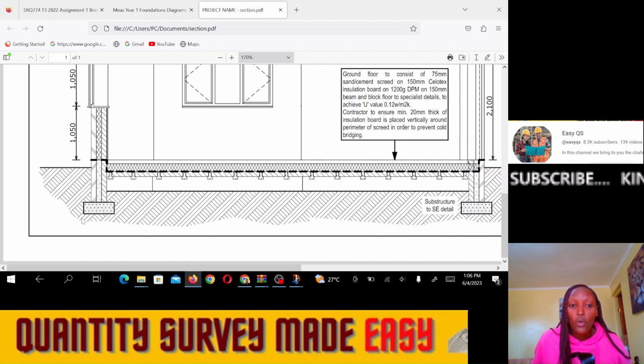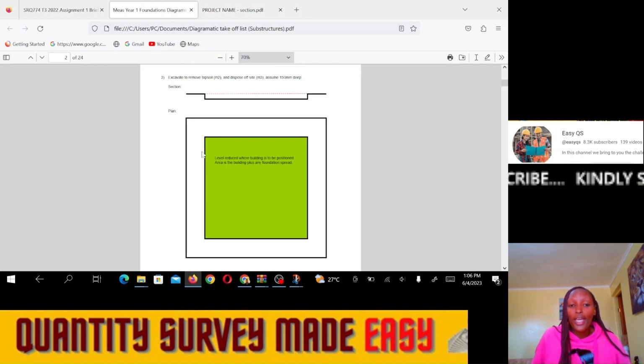All right. So when we are doing site clearance, we will measure the external dimensions of the building. Then we shall include the foundation spread on all corners. So for the length, we shall add foundation spread, and for the width, we shall take the external dimensions of the building, then we add a foundation spread and a foundation spread. I hope that is clear.